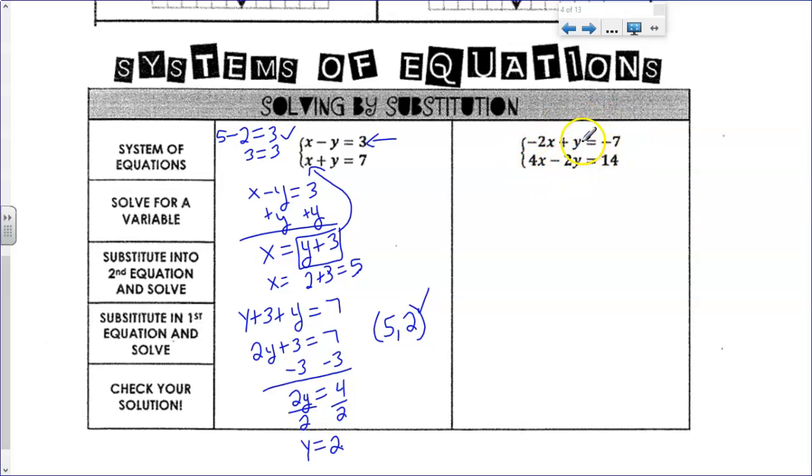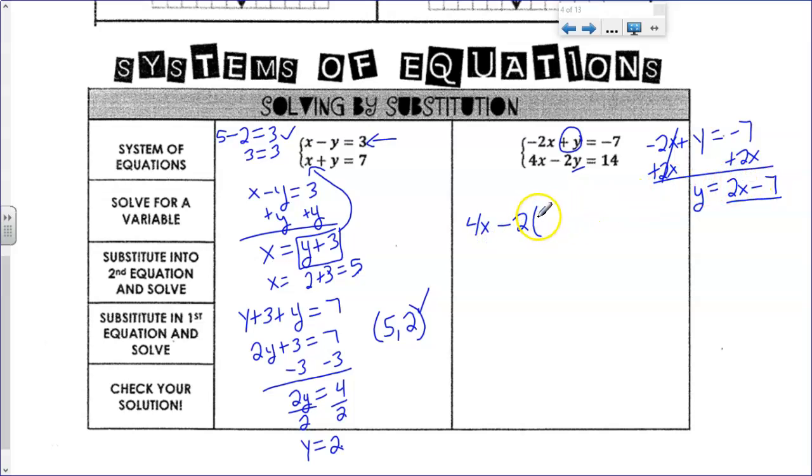Okay, so let's go over here and look at this one. If I look here, the easiest thing to solve for would be y. So we have negative 2x plus y equals negative 7. I'm going to add 2x to both sides. So y equals 2x minus 7. So I solved for y. I'm going to take this and put it in place of y in the second equation. So that gives me 4x minus 2 times, and I'm going to substitute it in place of y.